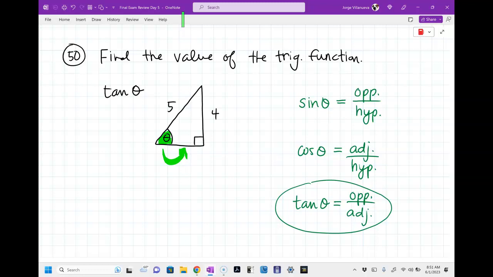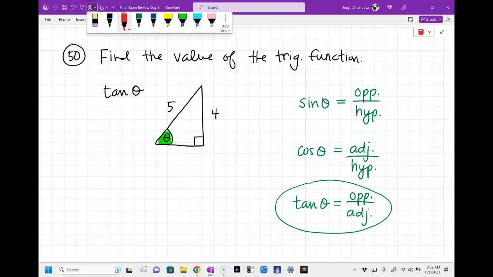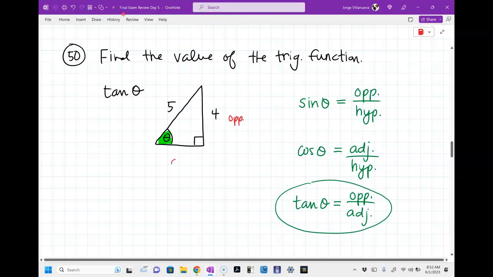But the number 5 is opposite the 90-degree angle. That means that's my hypotenuse. By definition, the side opposite the 90-degree is called your hypotenuse. So the other side, the one we don't have anything on, that's going to be considered my adjacent. Okay? So I'm going to write that down here. This is opposite. This is adjacent.